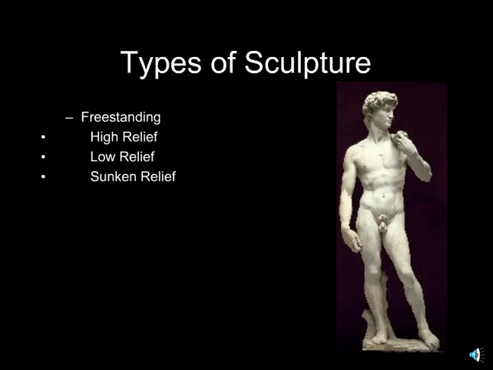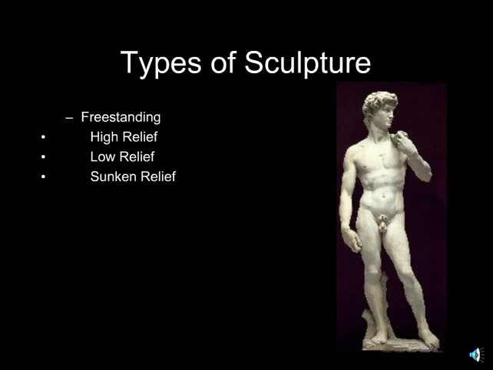Now there are a couple of different types of sculpture that you'll need to become familiar with. First off, we have what's called freestanding sculpture, and Michelangelo's David that we see here is a great example of freestanding sculpture. It's also thought of as sculpture in the round. The other type of sculpture is relief, and we have high relief, low relief, and sunken relief.